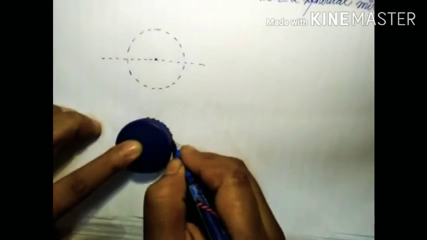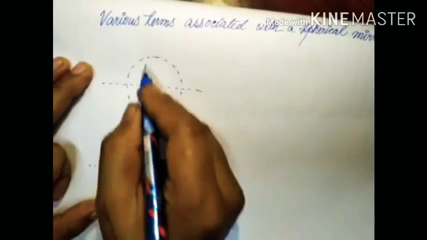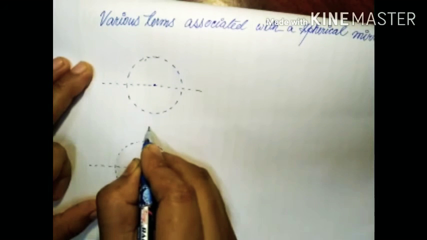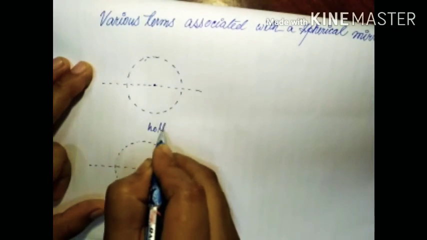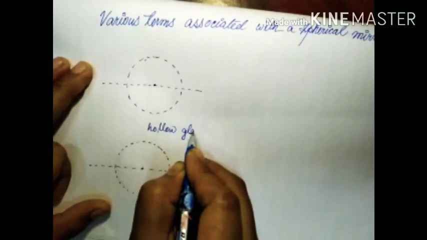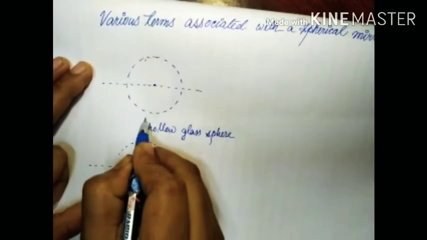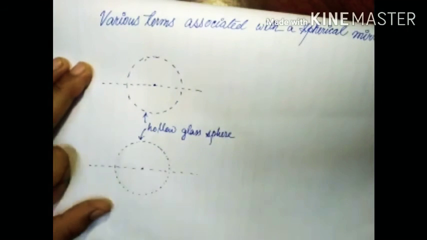As you know, there are two types of spherical mirrors. One is concave and one is convex. I am going to explain both. So I need two spheres. This is the axis. Now these two are actually hollow glass spheres, this one as well as this one.